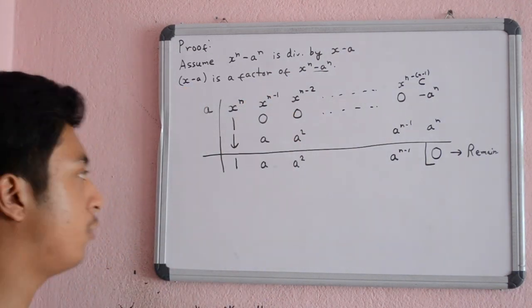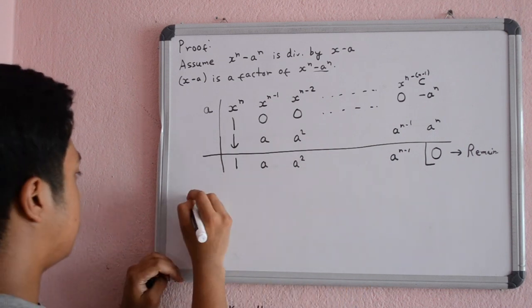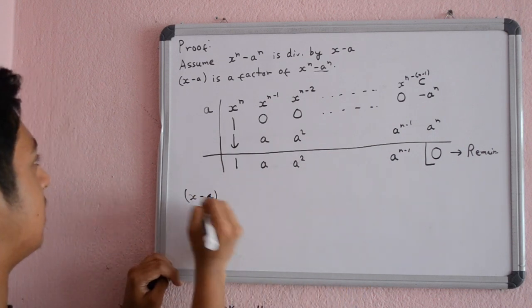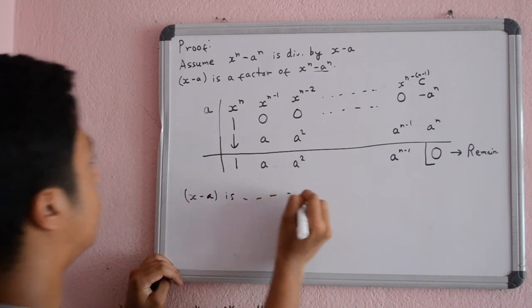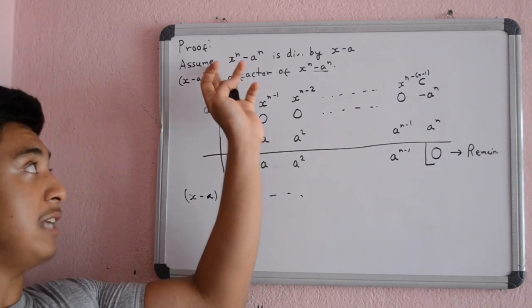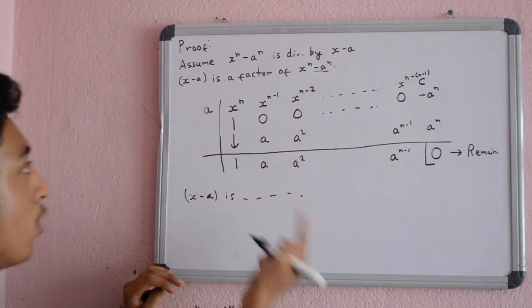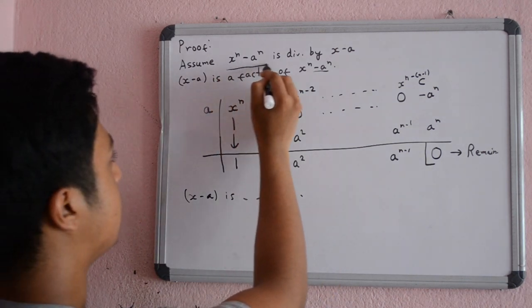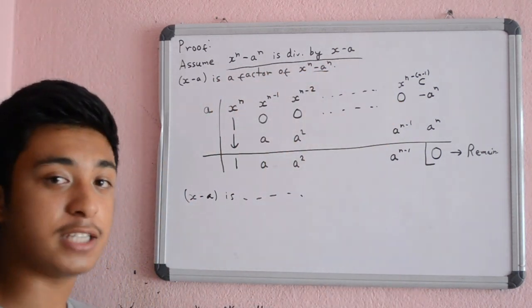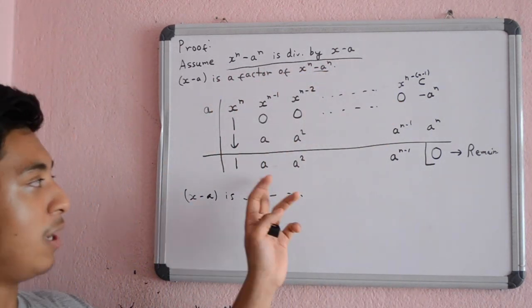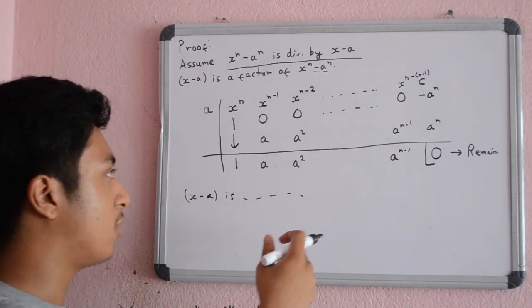And we can end our proof right here. That means x minus a is a factor. That means our initial assumption that this is divisible by that is true. So we can conclude that x to the power n minus a to the power n is divisible by x minus a. And if you want, I'll also write down the answer for you.